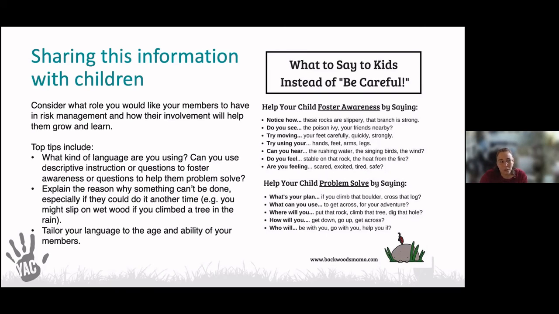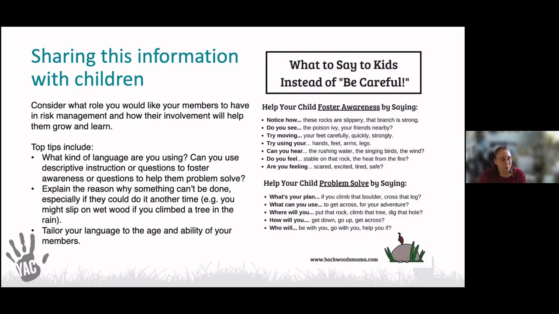It could be just asking questions to get the answers from them, because they're more likely to do it if they've given us the answers as well. And explain the reason why something can't be done, especially if they can do it another time.